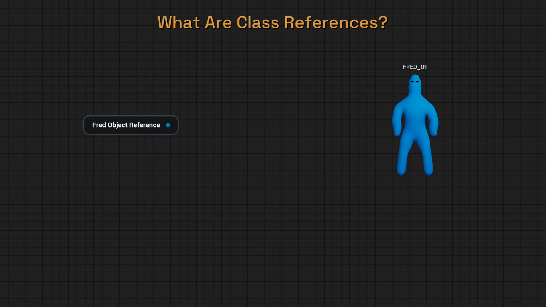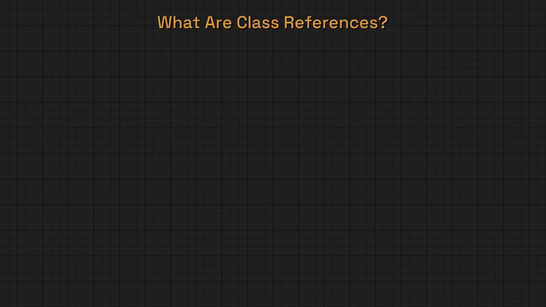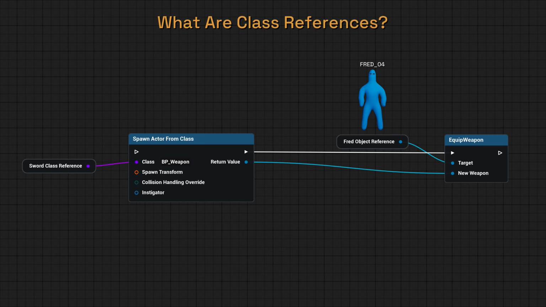So, while an object reference points to a specific existing instance, a class reference points to the type or definition of an object. Let's try this again with a replacement Fred. This Fred already exists, so we need an object reference to choose him. But the sword doesn't exist yet. We can use a class reference to choose BP sword, spawn it, and then use the new object reference returned by the spawn actor node to give that specific sword to Fred.